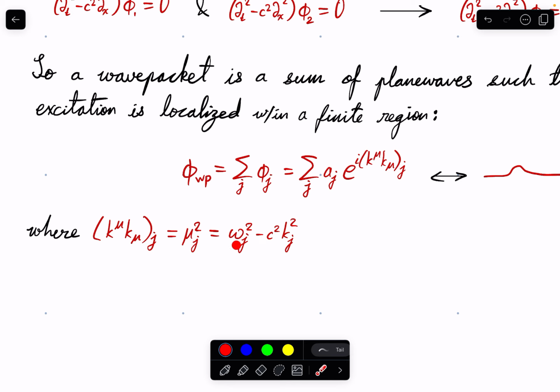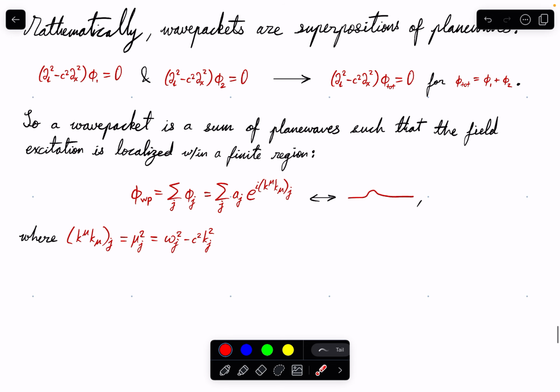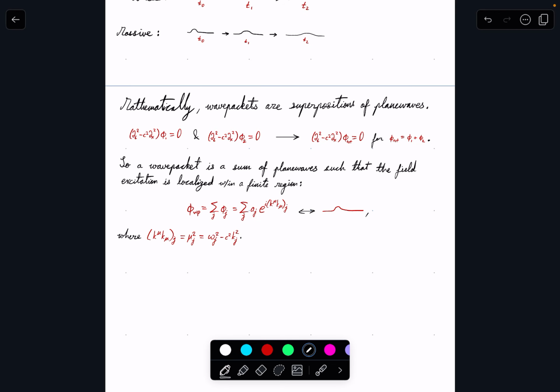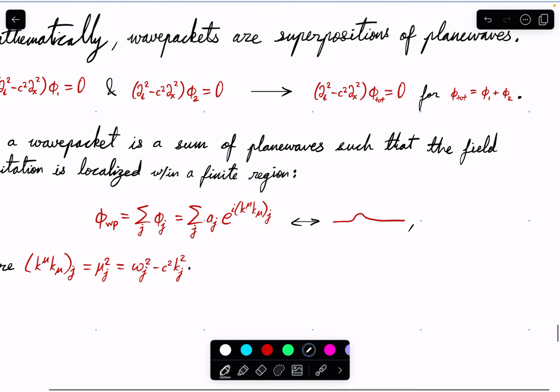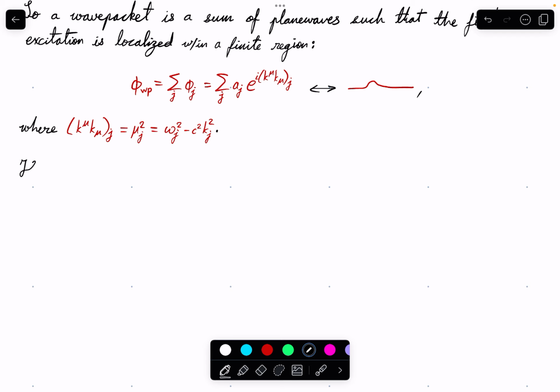So this is just the stuff that we've been talking about before, but instead of just using one wave, we have different waves. So having lots of plane waves gives a more precise wave packet.